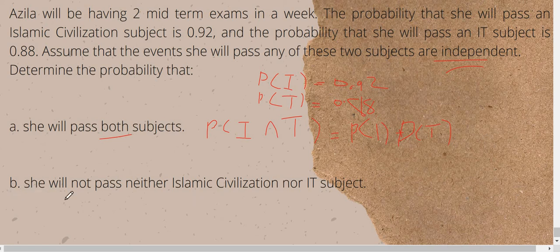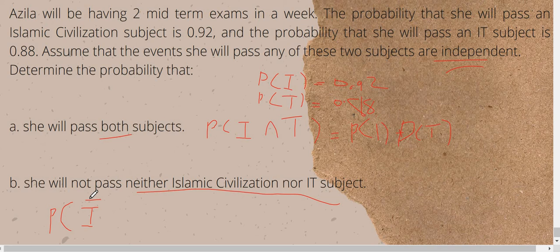0.8096. And the second one, B, she will pass neither. That means she will not pass both. She will fail for both. If you still remember, we have the complementary event, right? So if I represents the pass, we want the fail. So that means P(I bar), I bar or I apostrophe.